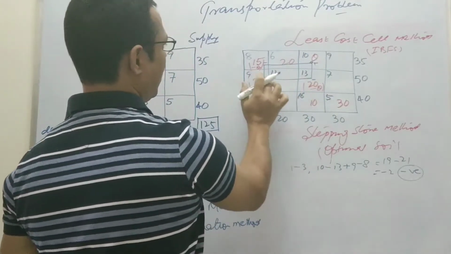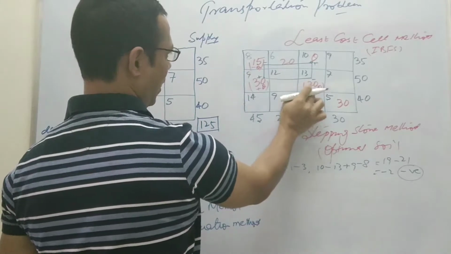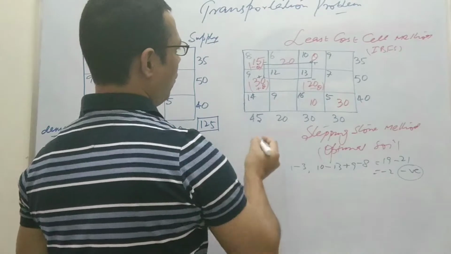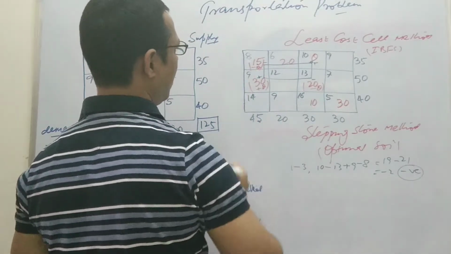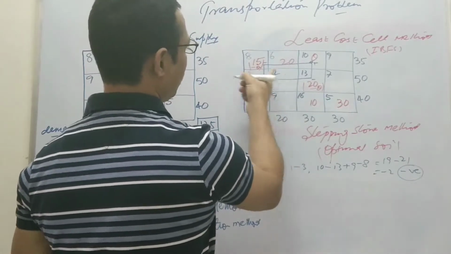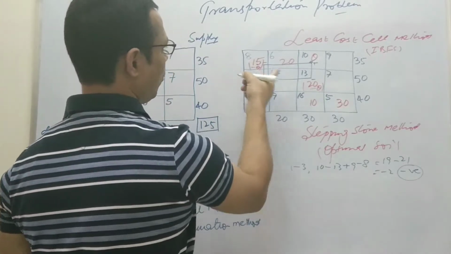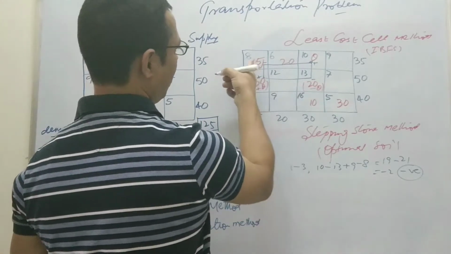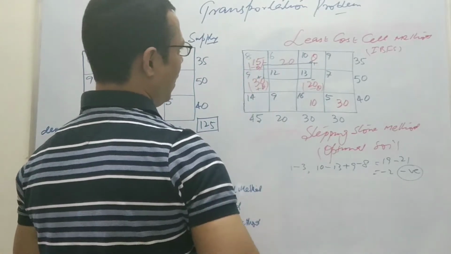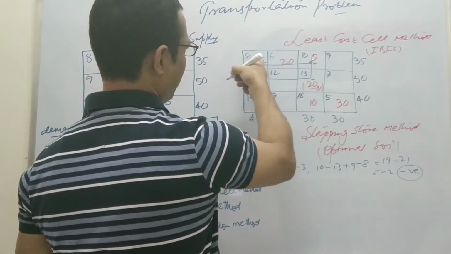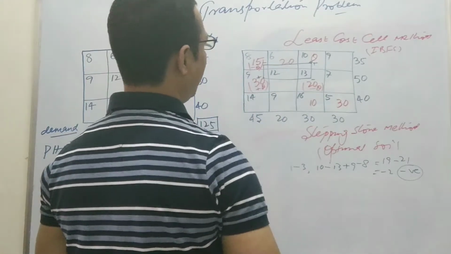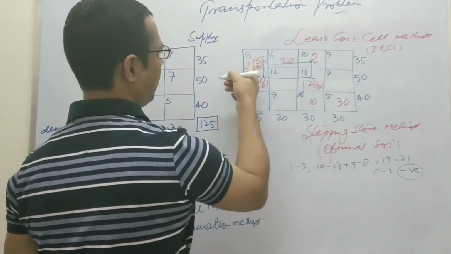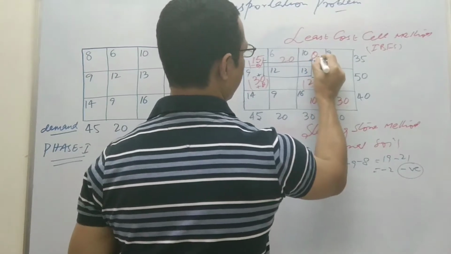Which one is going to leave? We concentrate on the negative theta. Here we have 20 minus theta and 15 minus theta. Out of these two, the theta that gives the least positive value is going to leave the cell. If we reduce 15, that is 15 minus 15, it becomes 0. So this cell will leave its position, and the theta cell will be considered an allocated cell. So theta is 15.